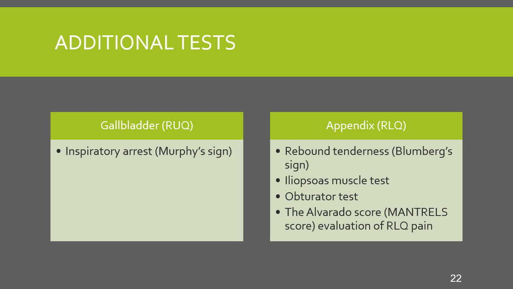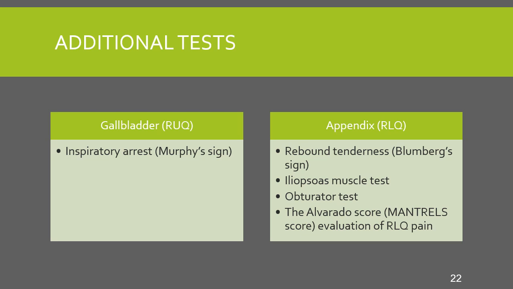quadrant. Some tests you can do for the right lower quadrant are rebound tenderness, where you push in, it kind of hurts, you let go, it hurts worse. That's also called Blumberg's sign. The psoas test, or iliopsoas muscle test. I don't know why that one's so hard to say, but you have the person, you raise their right leg and then have them try to hold it while you push down on it.